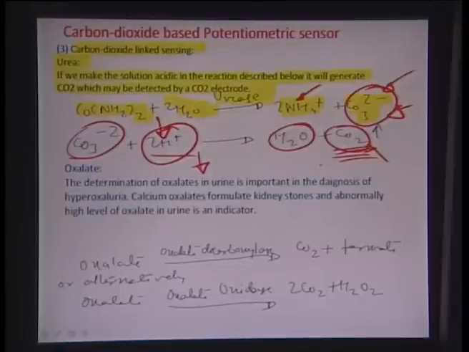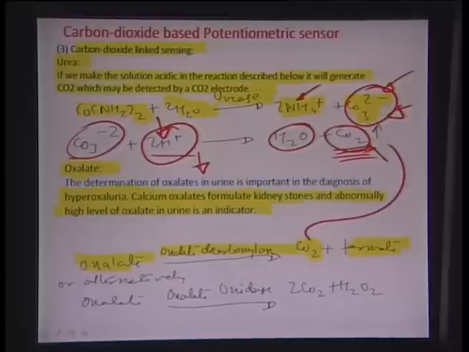So, calcium oxalates form kidney stones, as we are all aware, and this essentially means an abnormally high level of oxalates in the urine. How we can detect that is again through a carbon dioxide based sensor. There is an enzyme called oxalate decarboxylase, which can break down oxalate into CO2 and formate, okay. And you can measure the CO2 using an electrode like the above, as you saw here, okay. If you put this in equilibrium with this particular reaction, you might be able to form an idea of how much oxalate was there in the patient's blood.